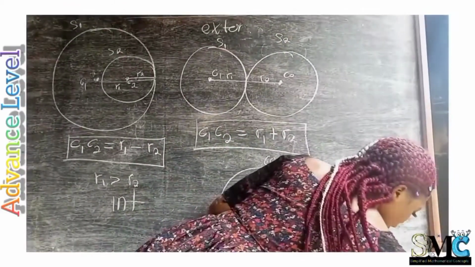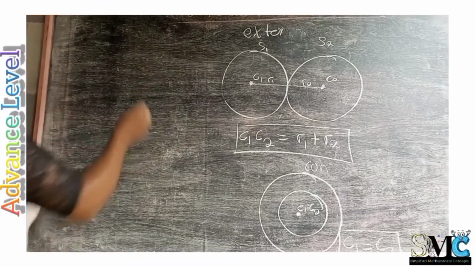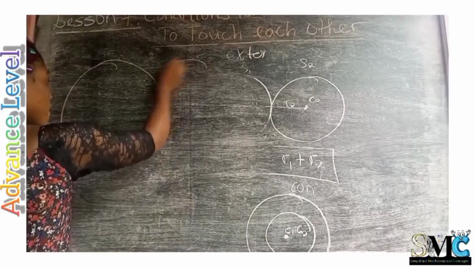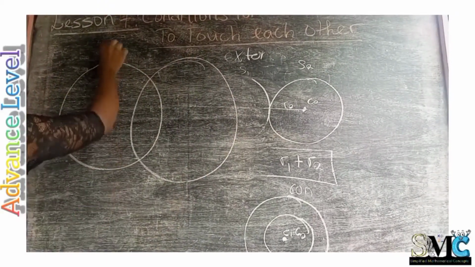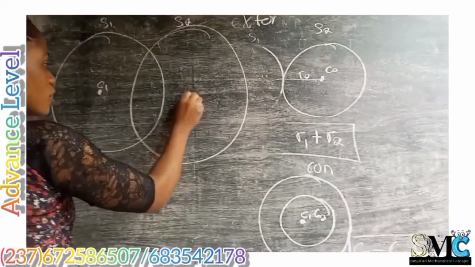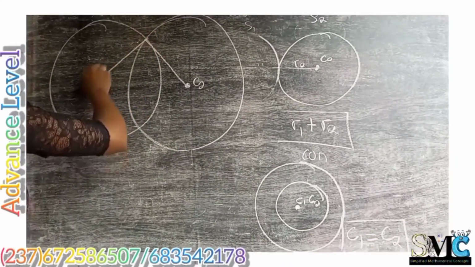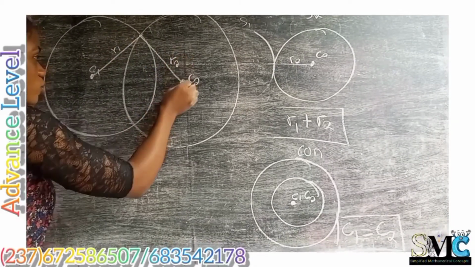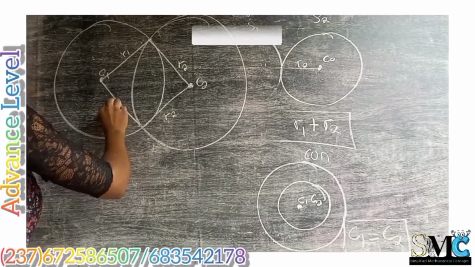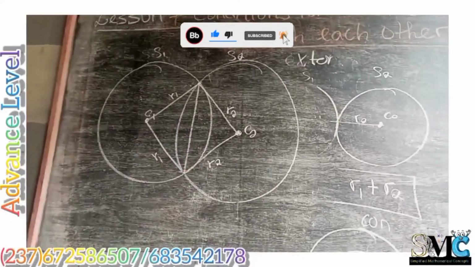Now we are going to see the last case, orthogonal circles. So two circles are said to be orthogonal to each other if we have something like this. This is S1 and S2. S1 with center C1 and S2 with center C2. So this distance, this is R1 and this is R2. And here too, R2 and this is R1. So we have this distance here.